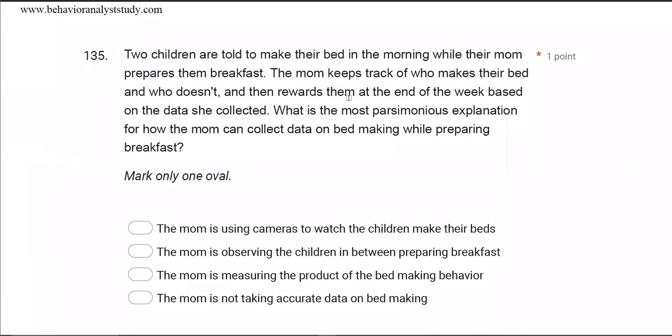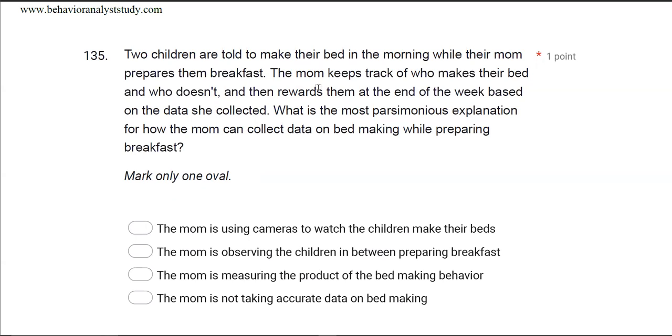135, two children are told to make their beds in the morning while their mom prepares them breakfast. The mom keeps track of who makes their bed and who doesn't, and then rewards them at the end of the week based on the data she collected. What is the most parsimonious explanation for how the mom can collect data on bed making while preparing breakfast?